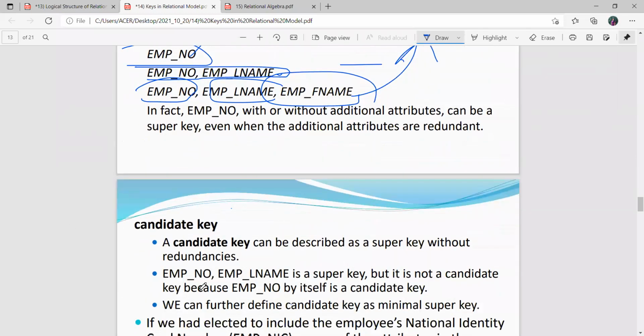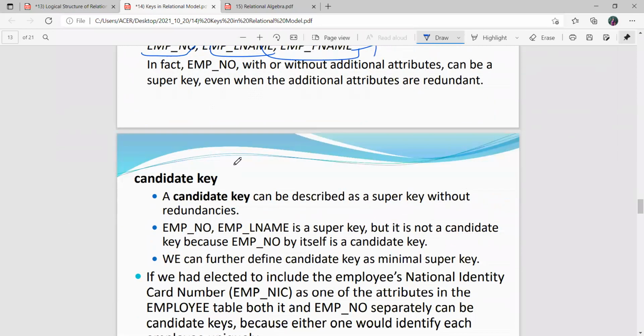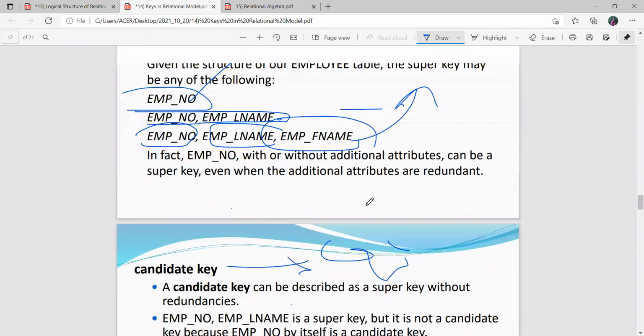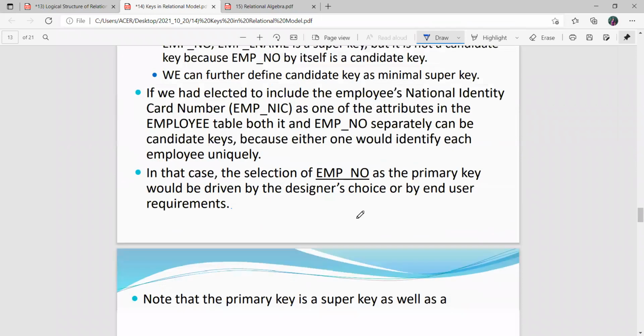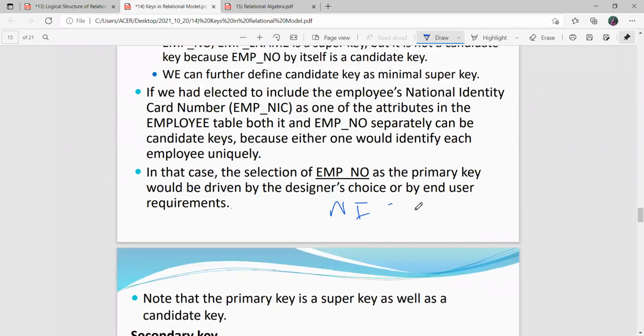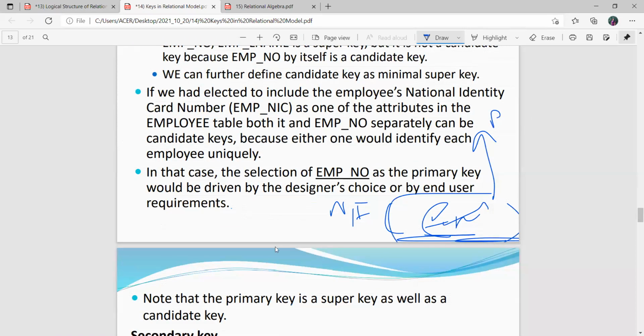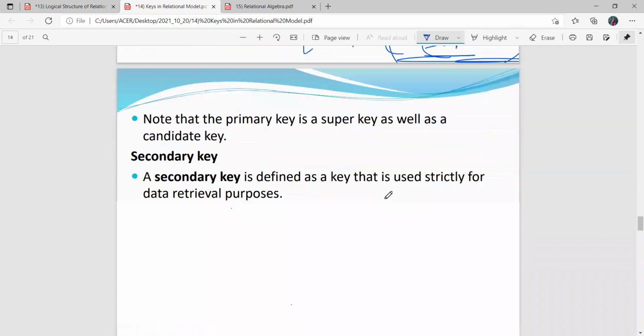Then the candidate key, which we already discussed. It is a key that is qualified to become a primary key, but the designer did not select it as the primary key. Such keys are known as candidate keys. In our previous example, NIC and employee number are both qualified to become the primary key, but the designer used employee ID as the primary key. So NIC is a candidate key.